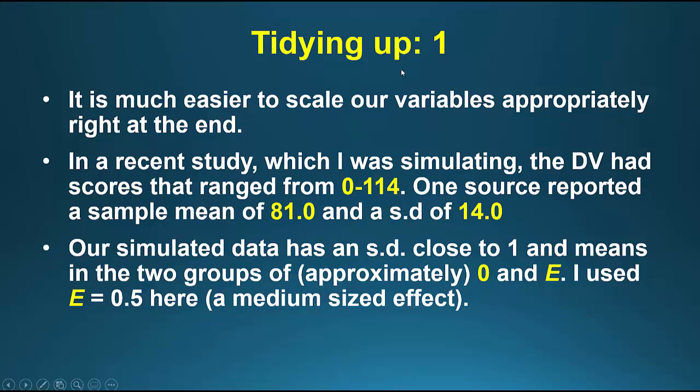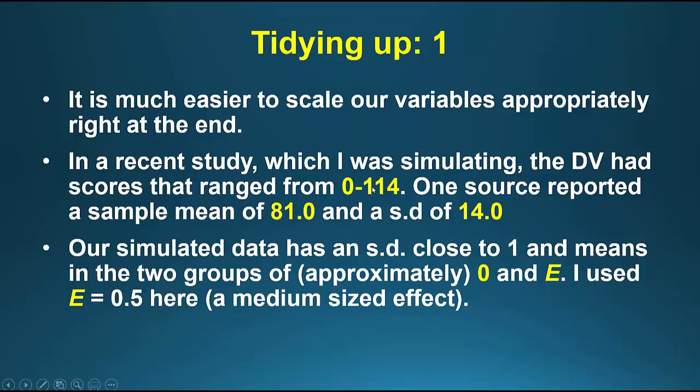And now we're going to tidy up the data to make it realistic and relate to a cover story or the study that the student is wanting to simulate or that you want to present. So it's much easier to scale our variables appropriately right at the end. So in a recent study which I was attempting to simulate, for example, the DV had scores, bizarrely, that range from 0 to 114. It's a standard test and that's the range of scores. And in one of the manuals, the source reported that the sample mean for a healthy sample was 81 with a standard deviation of 14.